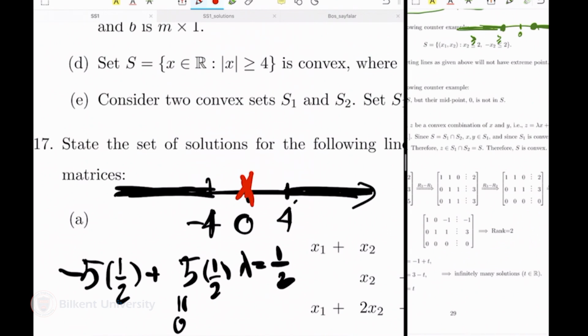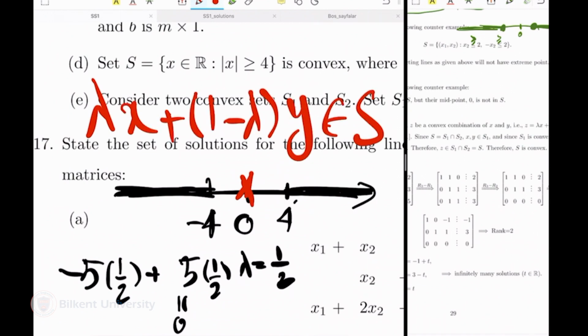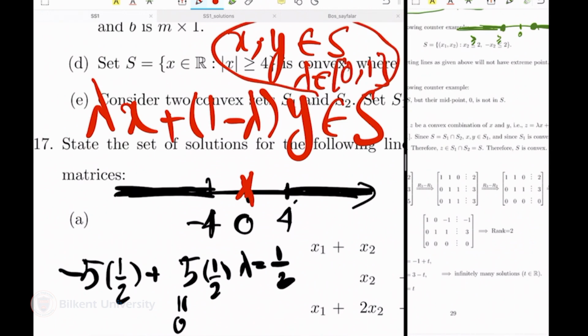As you remember, we had lambda x plus 1 minus lambda y should be inside S for all x and y in S and for all lambda between 0 and 1. If I can find the points x and y inside S, and a lambda between 0 and 1, such that the convex combination is not inside S, then S is not convex. I just want the counterexample. I said, let's say x is minus 5 and y is plus 5. Both of them are inside S because their absolute value is bigger than or equal to 4.